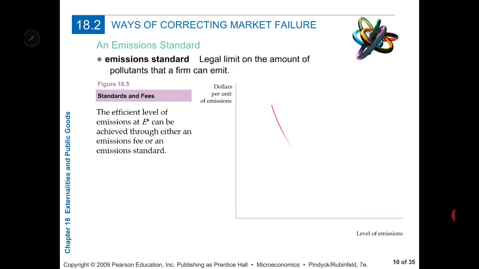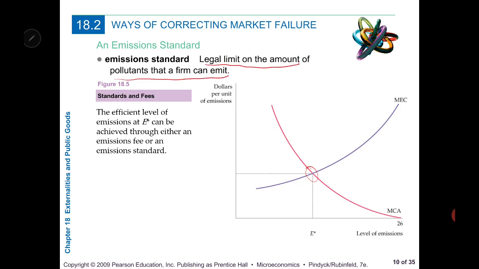Alright, optionally we can use, like just now, an emission standard. That means this is the legal limit on the amount of pollutants that a firm can emit, for instance. Okay? So it can be achieved through imposing a standard or a limit, or it can be achieved by imposing a fee. That means if you go beyond, you'll have to pay the difference, for instance. If you go less, then we will give you carbon credit. But if you emit more, we'll make you pay more.